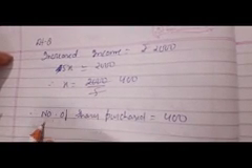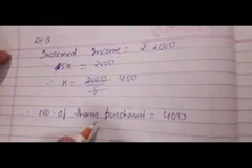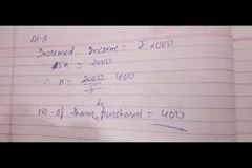And what was x? That is the number of shares he purchased. So that is equal to 400, and that is our answer. So he sold 400 shares.